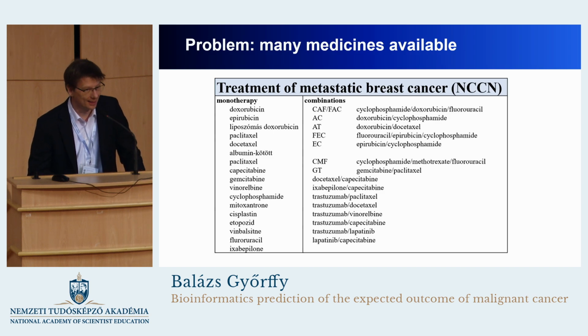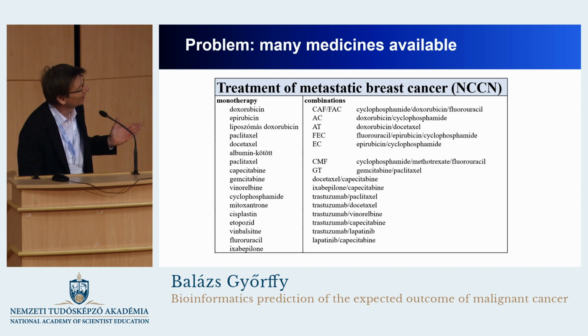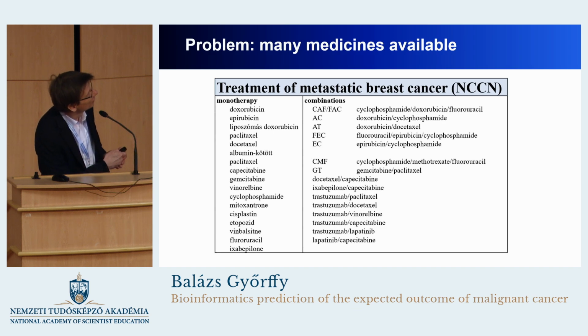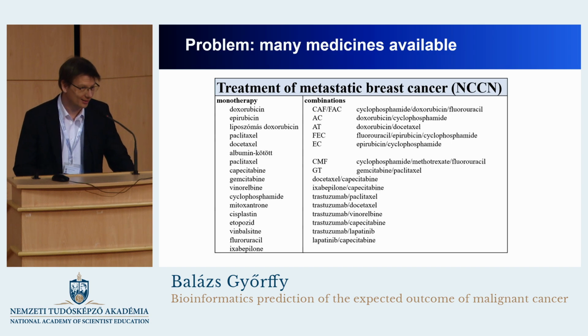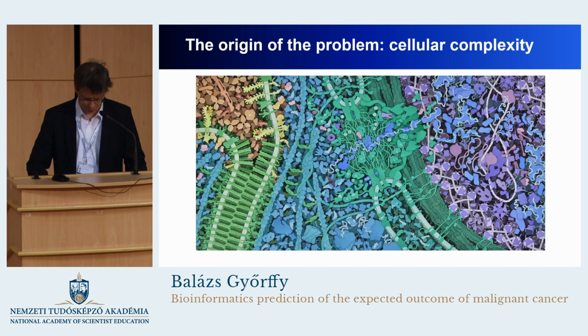Again, I show you the example from breast cancer. There are two types of drug, those which can be given in monotherapy, which means that we just give this drug, and there are also combinations. Do you have any idea how these drugs are selected for a given patient? It's based on the preference of the oncologist today, because there are no tests to select the best treatment for a patient. So this is, in other words, a very complex issue.